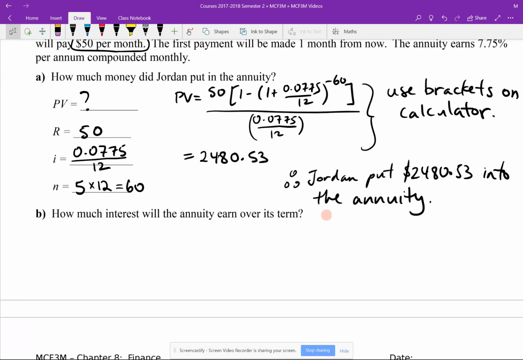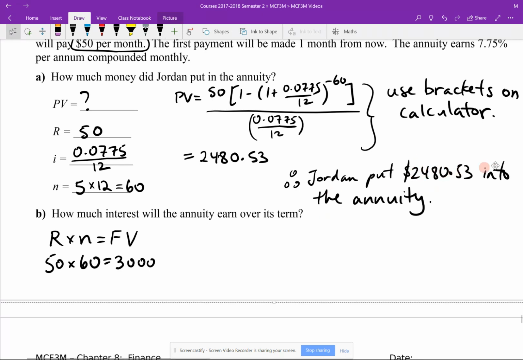Part B, how much interest will the annuity earn over its term? Okay, so if you have a regular payment times the number of terms, you'd get the future value, how much money you're going to be earning. So $50 per month times 60 months gives you a future value of $3,000. Okay, so there's some interest, right? So you invested $2,480.53 today so that you can make these regular payments of $50 a month later on. So once you made those regular payments, it turns out that the total is $3,000.